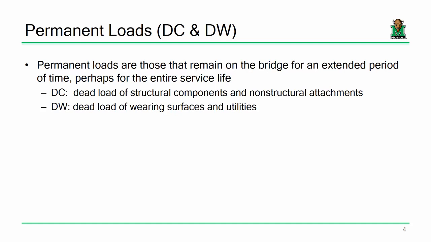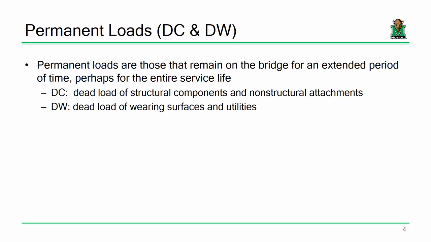So what's the difference? DC stands for the dead load of all the structural components and the non-structural attachments. In other words, the weight of the bridge, the self-weight of the structure. DW is the dead load of the future wearing surfaces and utilities. So DW might be things like your asphalt overlay and your utility attachments. Why do we split them up into different categories? Well, it's the same reason we split all our loads up into different categories. There's more variability associated with these asphalt overlays and utility loads than there is the self-weight of the structure. So we apply different load factors, so we have to keep them separate.